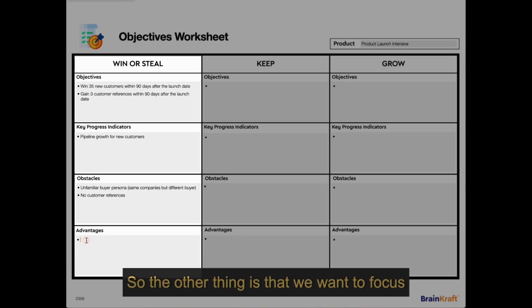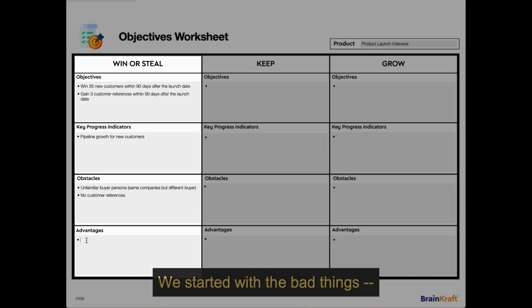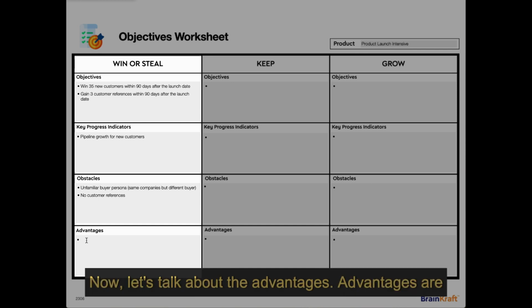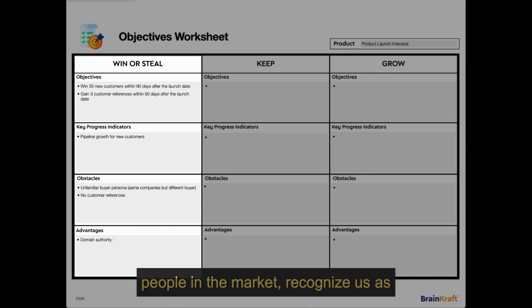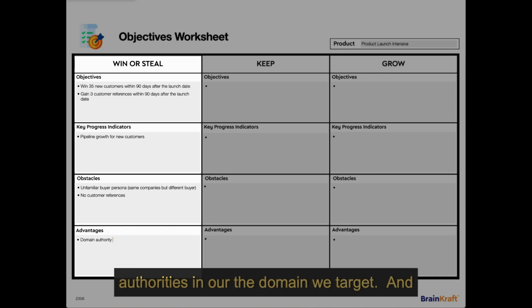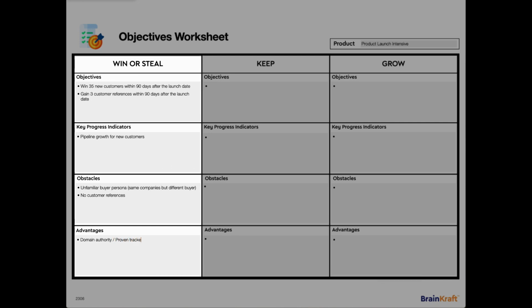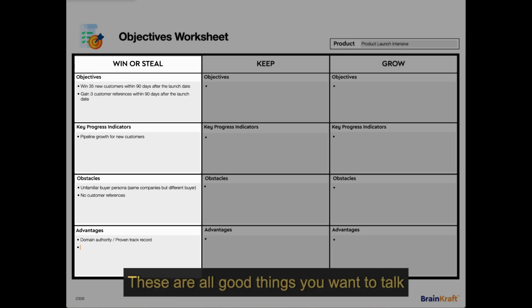So the other thing that we want to focus on is what are our advantages? So great, we started with the bad things, the obstacles. Now let's talk about the advantages. Well, the advantages are we have a lot of domain authority, meaning people who bought from us and people in the market recognize us as authorities in the domain we target, and we have a proven track record. These are all good things we want to talk about, especially trying to get new customers. And we also have a satisfied customer base. Those who've done business with us for the most part like doing business with us.